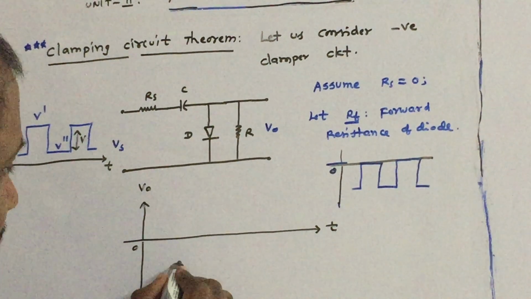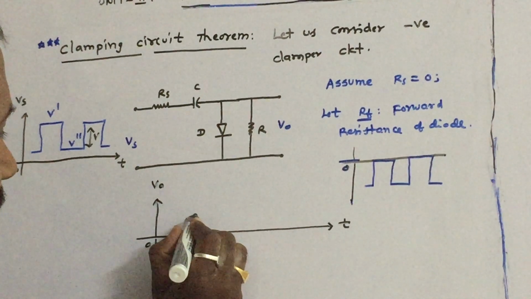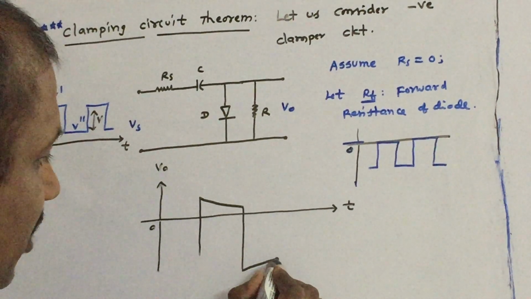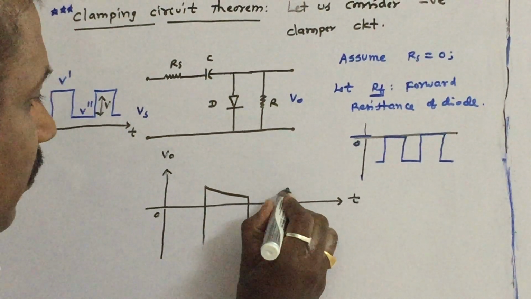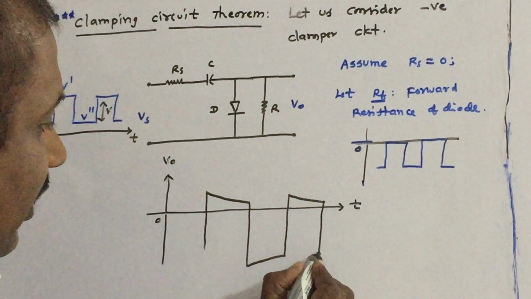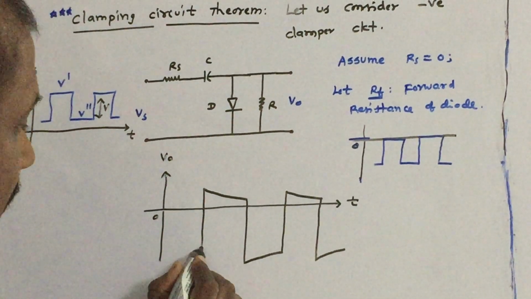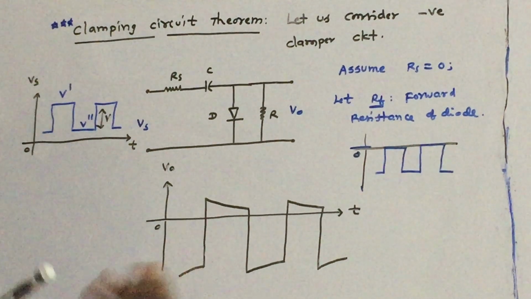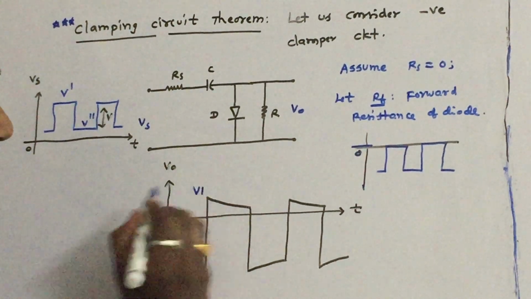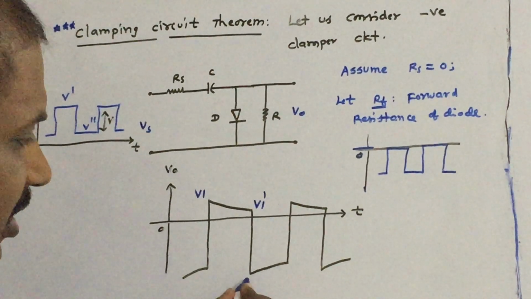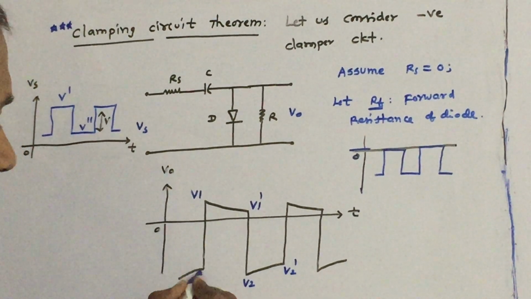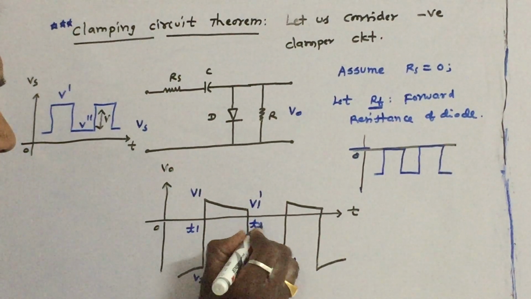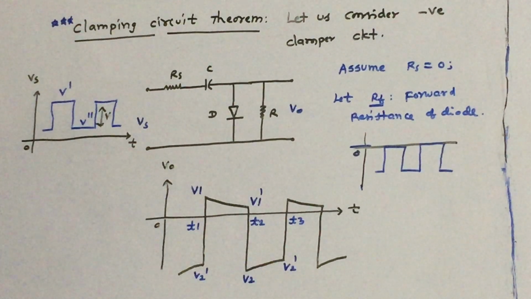So the output will come like this. There will be a small tilt. So you have to draw it like this. This kind of output you get because of the resistor RF. Let us say this is V1 dash, this is V2 dash, and this is again V2 dash. Let us assume that this time is T1, this time is T2, and this time is T3.